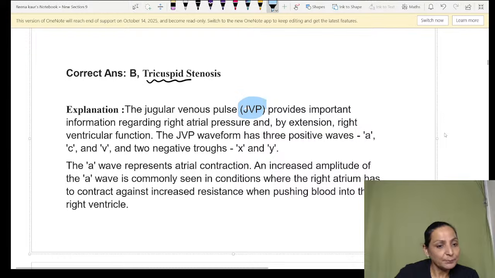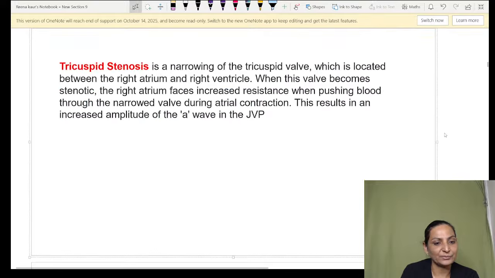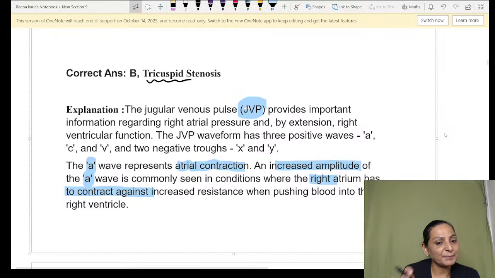And important information which we get is that this A wave is representing atrial contraction. So whenever there is an increase in the amplitude of the A wave, that means there is something where the right atrium has got an increased resistance to contraction, especially when it is pouring the blood into the right ventricle. Right, so this is typically the case of tricuspid stenosis.